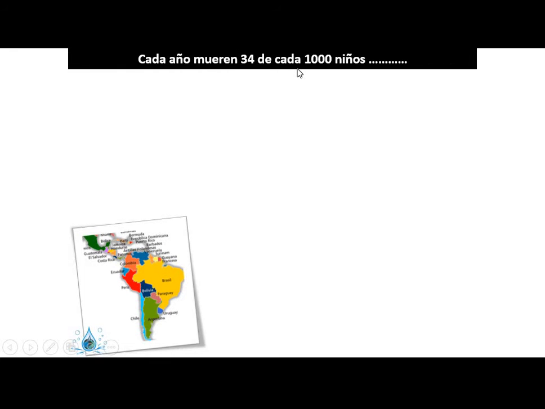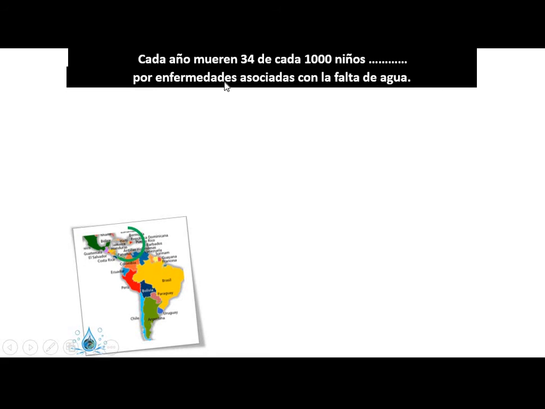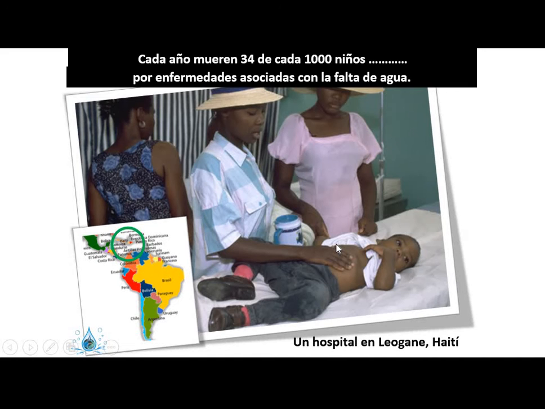Cada año mueren 34 de cada mil niños. I think this one's quite straightforward. Cada año, every year, por enfermedades asociadas con la falta de agua. Here we have a hospital in Leogane in Haiti. So every year 34 in 1,000 kids are dying as a result of illnesses linked to the lack of water. Shocking. The point in this task is for you to understand headlines.